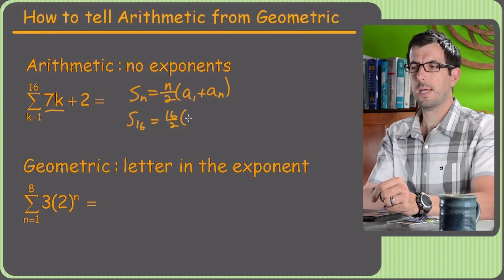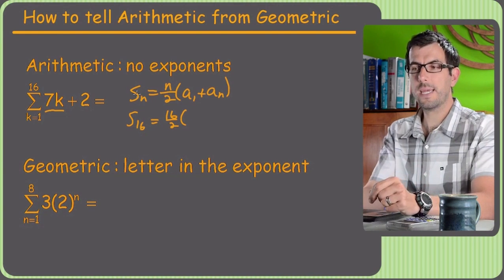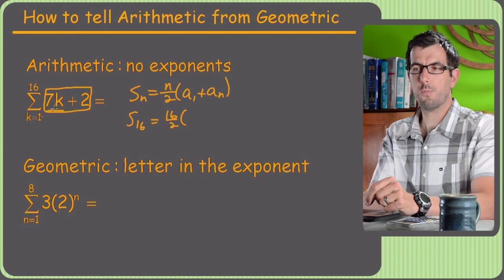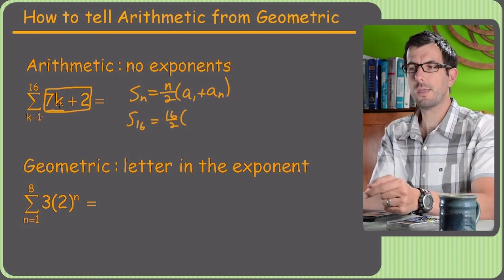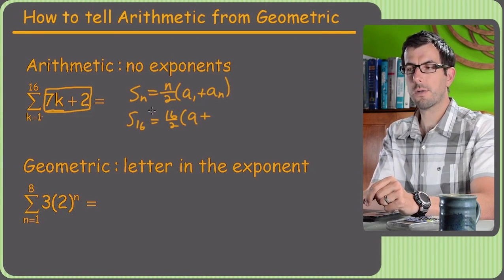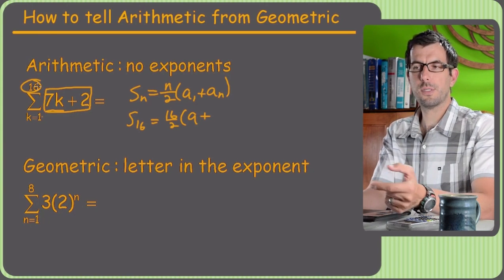16 over 2. Now a1 and an, I don't actually have those, do I? Oh wait, yes I do, because this right here is actually the explicit formula for each term. So I just know that my first term is what I'll get when I plug in 1 for k. So it's 7 times 1 is 7 plus 2 is 9. And then my a sub n, my last term, which in this case is the 16th term, that's what I'm going to get when I plug in my last number, which is 16.